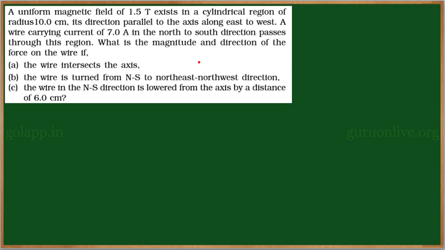What is the magnitude and direction of the force on the wire if, question A, the wire intersects the axis? Question B, the wire is turned from north-south to northeast-northwest direction. C, the wire in the north-south direction is lowered from the axis by a distance of 6 centimeters.